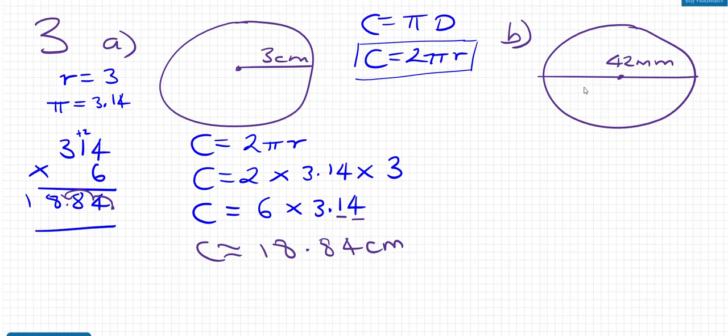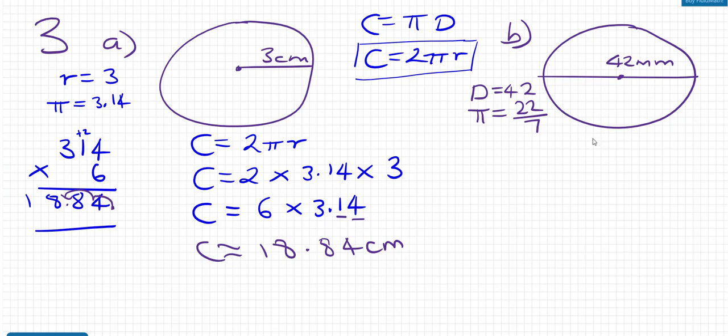So with our second one, let's just work out what we're working with. So we've got diameter 42. The line goes all the way across. So I'm going to say D is equal to 42. Make that nice and clear. Pi for this one, they've asked us to use 22 divided by 7. Okay, so I'm going to replace pi with 22 divided by 7, or 22 over 7.